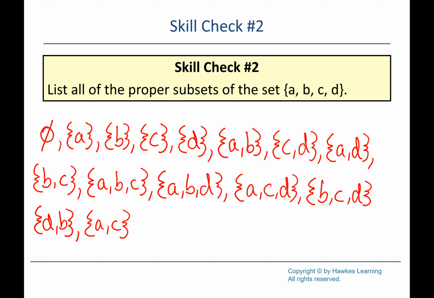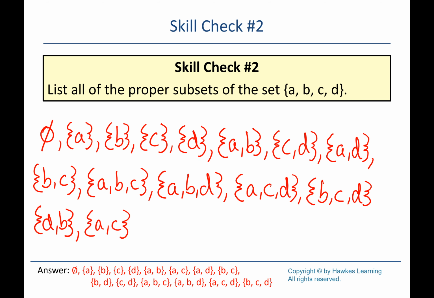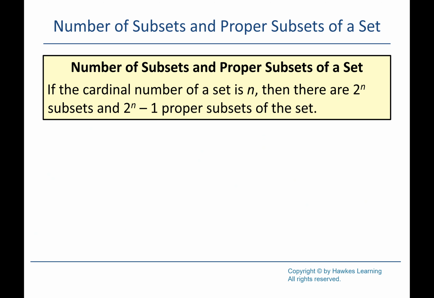So here's our little formula. If we know the cardinal number of our set, so we know how many elements our set has, call that n. Then there are 2 to the power n subsets. And remember, if we're counting proper subsets, we've got to get rid of that one case where the set matches the original set. So we subtract 1 if we're counting just proper subsets.